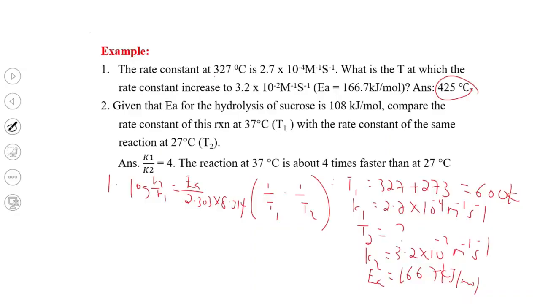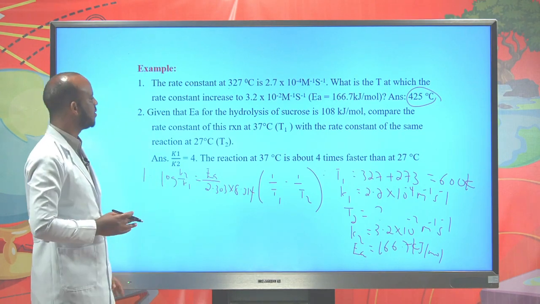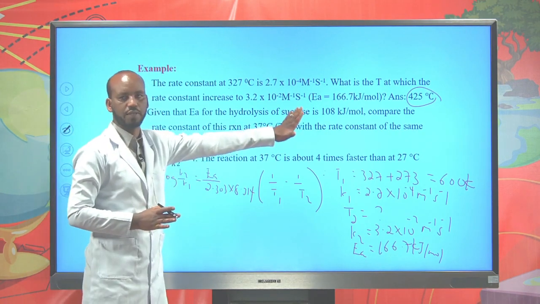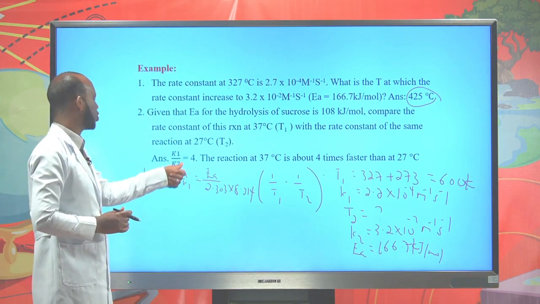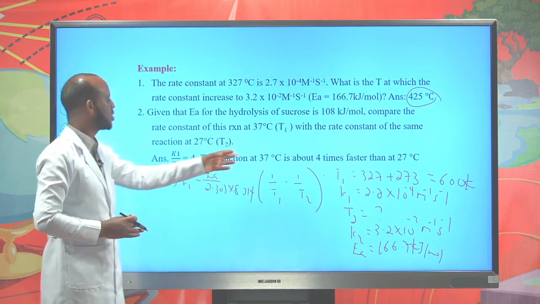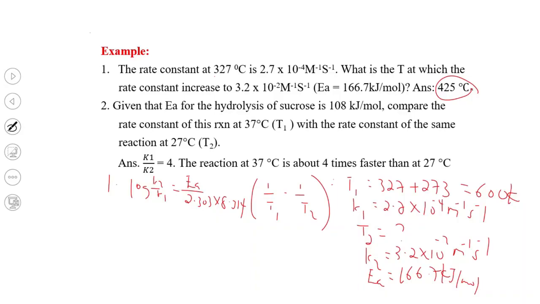Number 2, given the activation energy for the hydrolysis of sucrose, which is 108 kilojoule per mole. Compare the rate constant for this reaction at 37 degrees centigrade with the rate constant of the same reaction at 27 degrees centigrade. Again, substituting the given value in this equation, we get K1 divided by K2 equal 4. Now the reaction at 37 degrees centigrade is about 4 times faster than at 27 degrees centigrade.